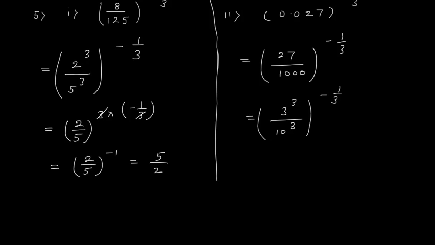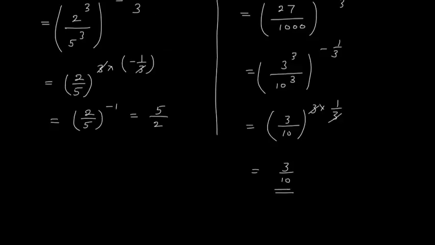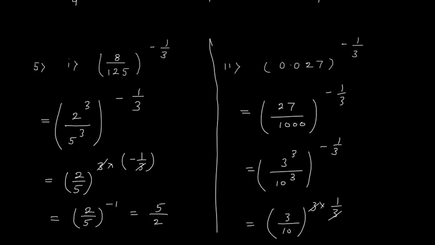Okay. As it is not practical to give you problems which are very difficult to put in index form. So this is 3 upon 10 power 3 into 1 upon 3. Now this 3 and 3 will cancel and we have 3 upon 10 as the answer. So 0.027 power minus 1 upon 3 is 3 upon 10.